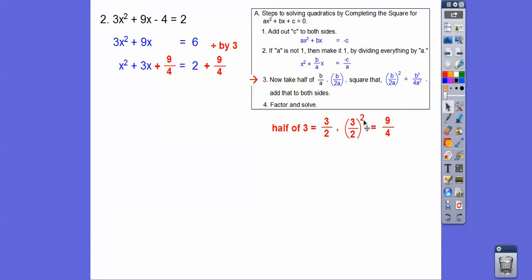3 squared is 9. 2 squared is 4. So that's the number that we add to both sides. Okay, so we took half of this number, squared it, and then we added that to both sides. All right, now we factor.